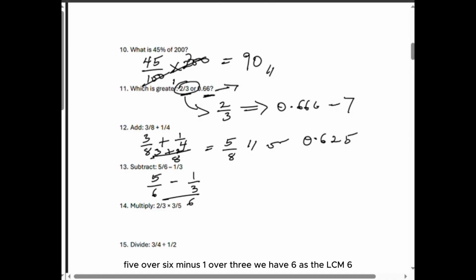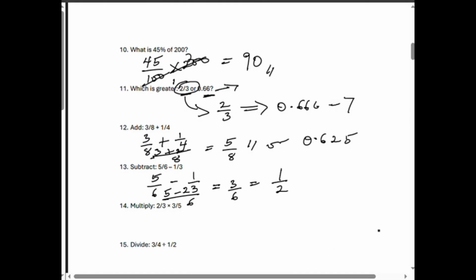We have 6 as the LCM. 6 and 6, we have 1. 1 times 5, we have 5 minus 6 divided by 3, we have 2. 2 times 1, we have 2. Then that's 3 over 6. That's 1 over 2. Question 14 says 2 over 3 multiplied by 3 over 5. Since these can cancel, we have 2 over 5.